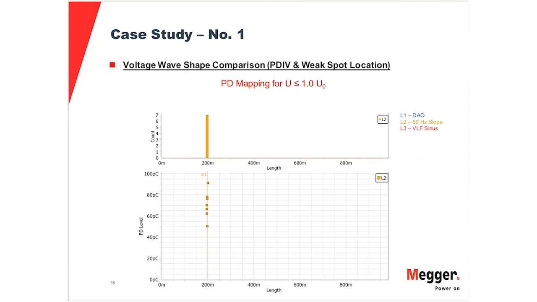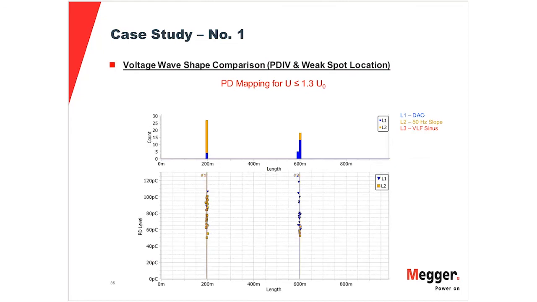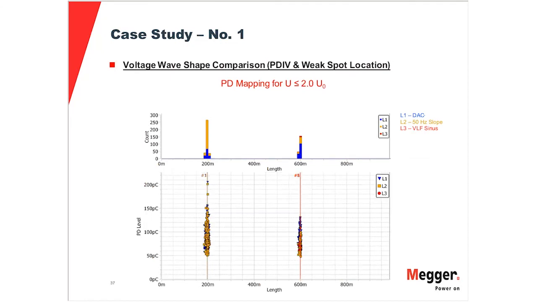So how does it look on a screen? You see here PD mapping for 1 U0, PD mapping for 1.3 U0, and PD mapping for 2 U0. So you see the blue color is DAC, amber is slope, and red is the sinusoidal. And you see only at the point of applying 2 U0, you slowly see a very, very small amount of partial discharge.